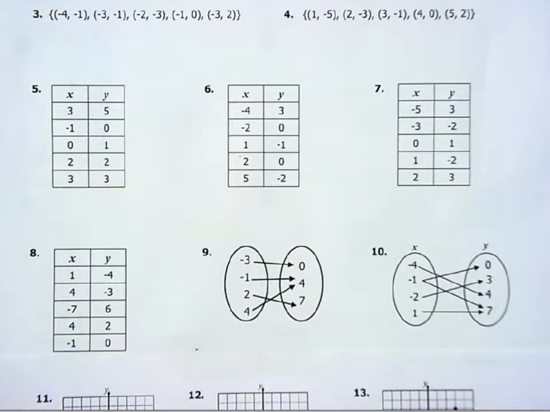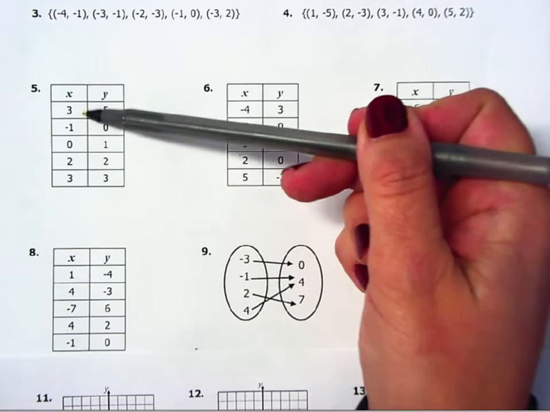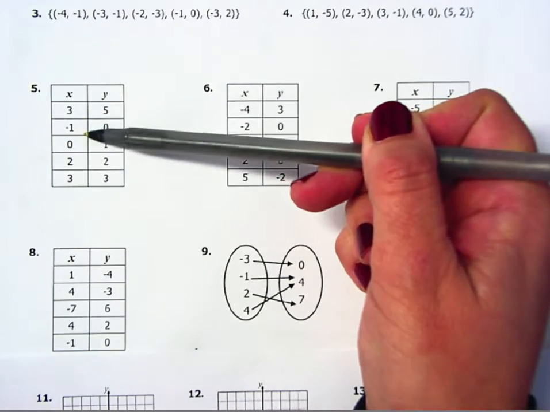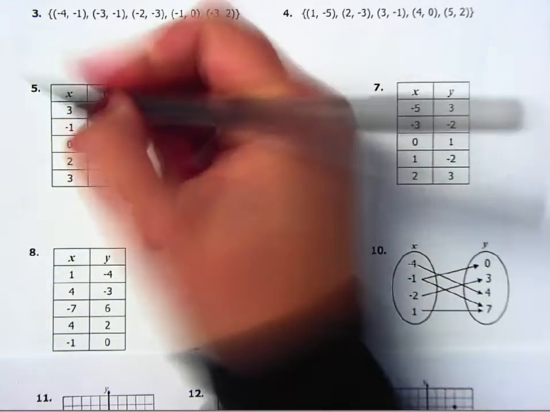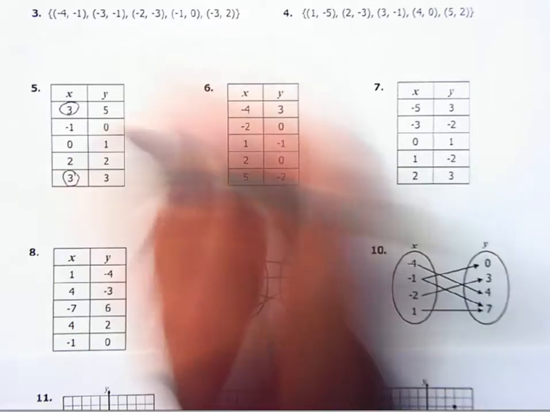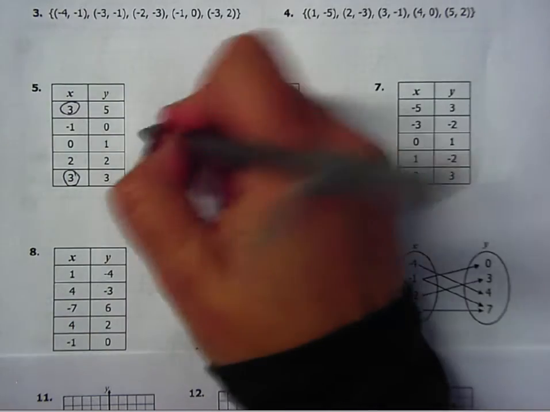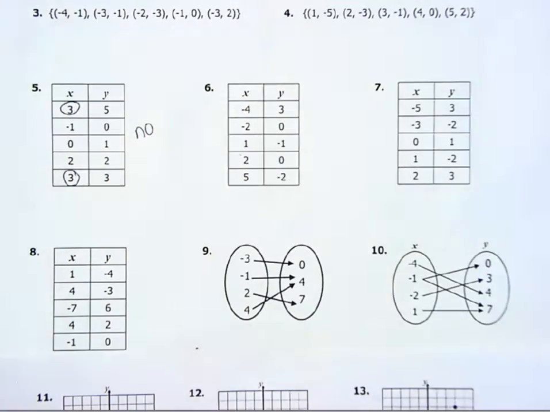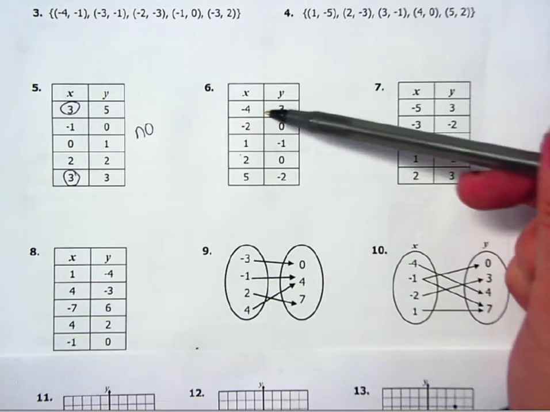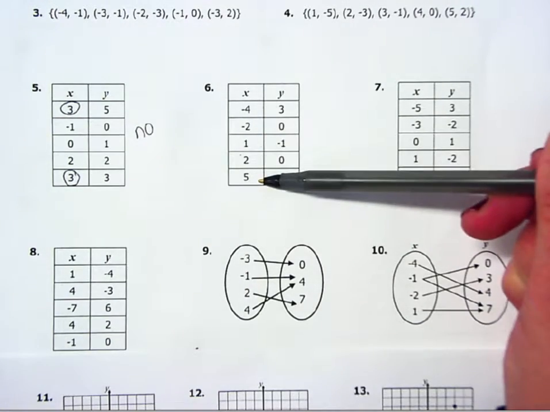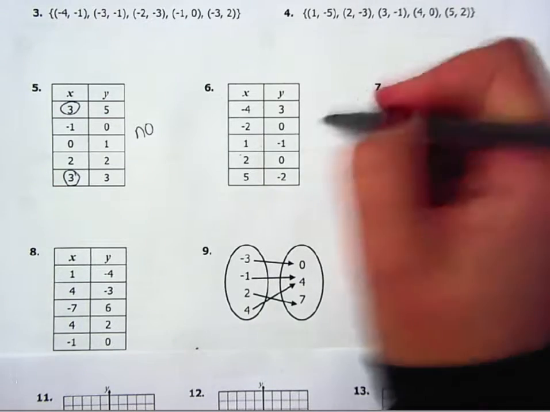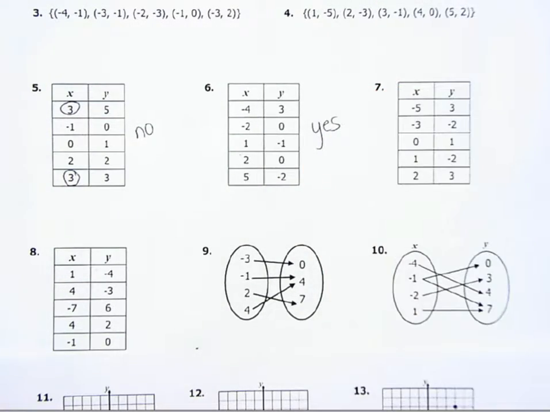The next thing we're going to do is take a look at tables of values. The same thing happens with a table of values. As you scan through the x values, you're looking to see if any repeat. Since we have a 3 here and a 3 here, the x values repeat, so this would not be a function. In number 6, as we scan through the x values, we have -4, -2, 1, 2, and 5. The x values do not repeat, so that would be a function.